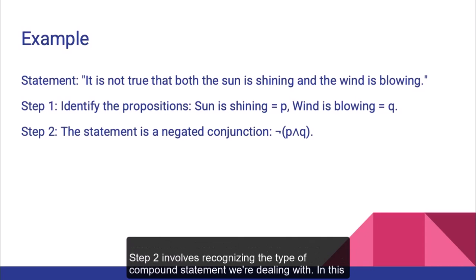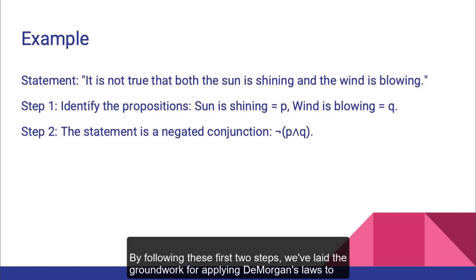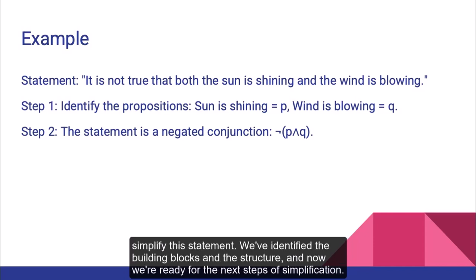Step 2 involves recognizing the type of compound statement we're dealing with. In this case, the statement is a negated conjunction, which can be symbolically represented as seen on the slide. By following these first 2 steps, we've laid the groundwork for applying De Morgan's laws to simplify this statement. We've identified the building blocks and the structure, and now we're ready for the next steps of simplification.